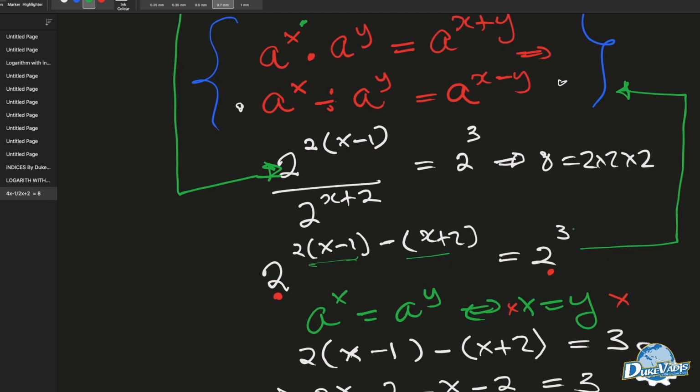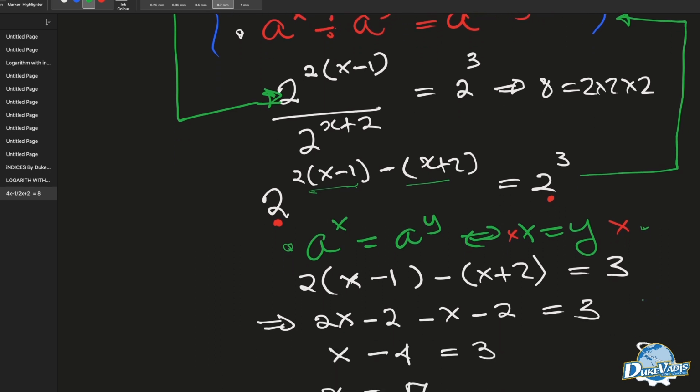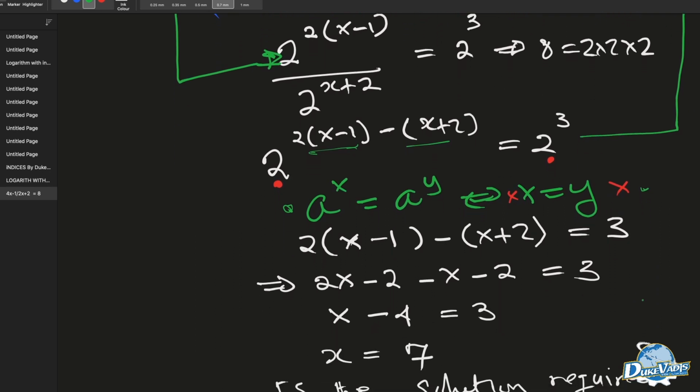After that we employ this. So our equation boiled down to 2 into bracket x minus 1 minus x plus 2. Then we did a simple expansion. So we have 2x minus x, which is x. The minus 2 minus 2 is minus 4, equals 3. So x equals 7 is the solution.